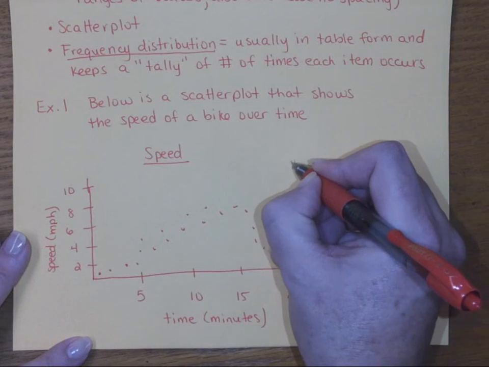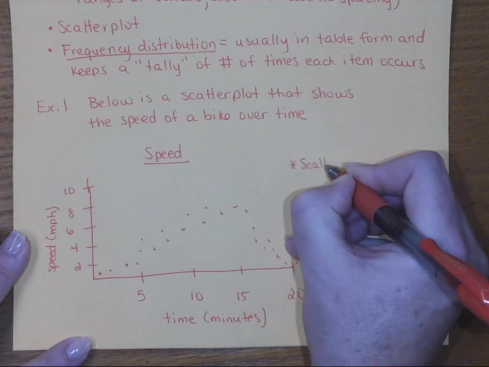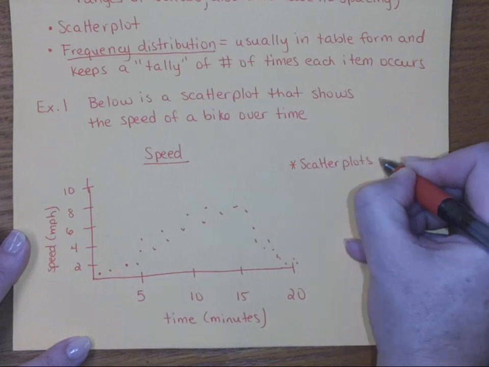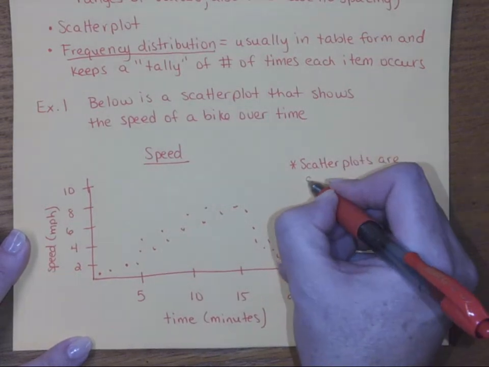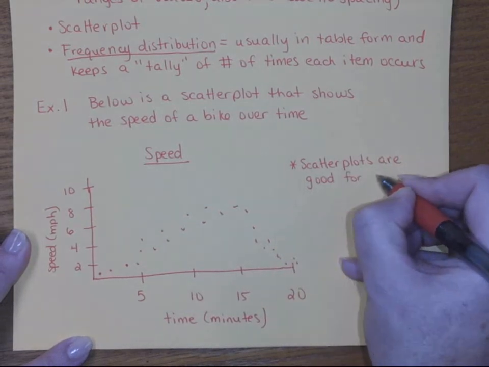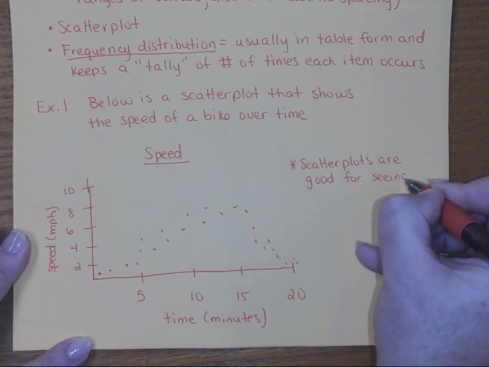So let's talk about what scatter plots are good for. Scatter plots are good for noticing highs and lows, increases or decreases. So they're good for seeing patterns like that.